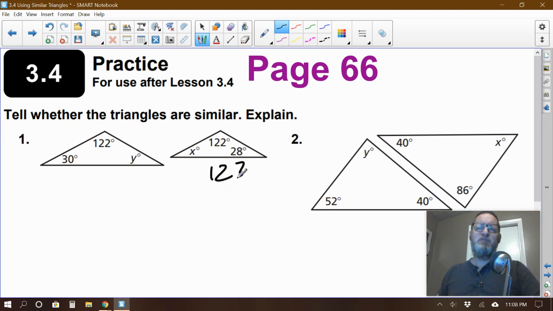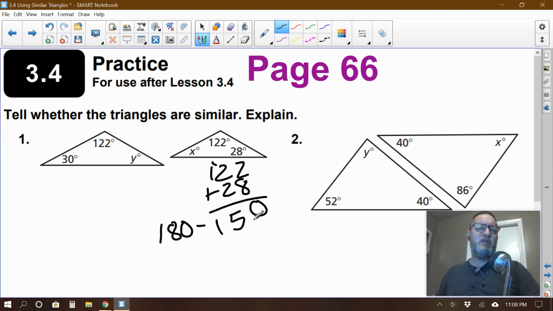So let's see what this third angle here would be. First of all, 122 plus this 28. 8 and 2 is 10, 2, 4, 5, and 150. So right now this triangle's two angles add up to 150. But like I said, every triangle is 180 degrees. So 180 take away 150 leaves you 30 degrees. So this angle right here is 30.